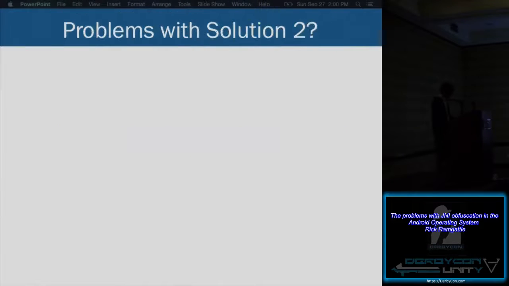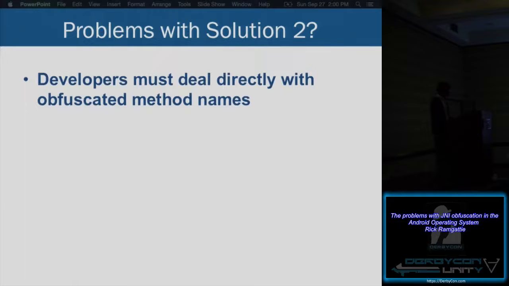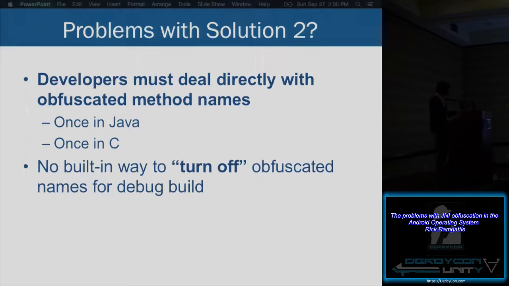Great, back to it. So the problem with solution 2 is that developers must deal directly with the obfuscated method names. That's really bad on the developer's part, because usually I just use AG and grep whenever I'm writing something. And if I grep for the letter Z, I'm pretty much going to get back the source code I was actually looking through. Also, it's going to make life a lot more difficult because these method names are no longer significant. On the developer side, you have no idea what's going on anymore. So whenever you change something, it has to be done once in Java and once in C. And there's no built-in way of turning it off. So like I said, every time a developer writes new code, it's going to be living hell. He's probably not going to want to work for you anymore.